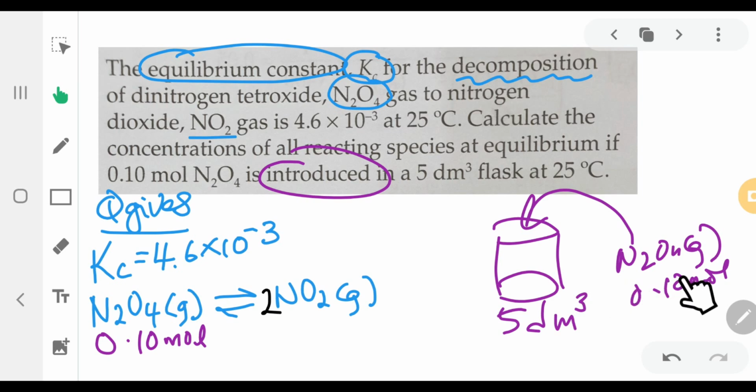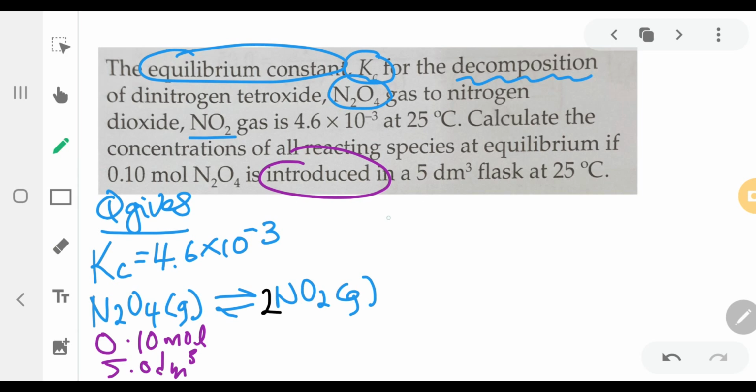So you're going to put that into the empty 5 decimeter cubed vessel, and that will give the initial concentration. From the mole and volume, if you apply your ideal gas knowledge, we assume the gas will behave ideally, so it will take the volume of your vessel. To find the concentration of your reactant, you simply take the mole and divide by the volume of the vessel. So that's another important piece of information: the volume is 5 decimeter cubed.